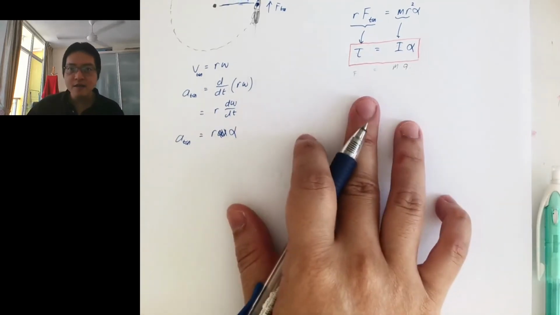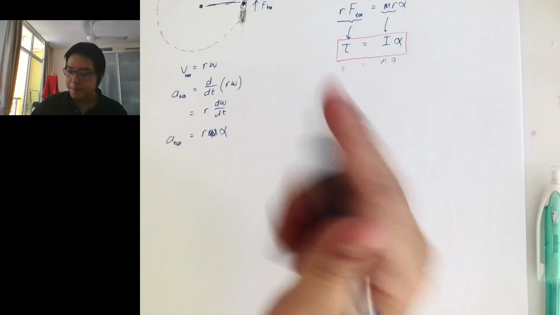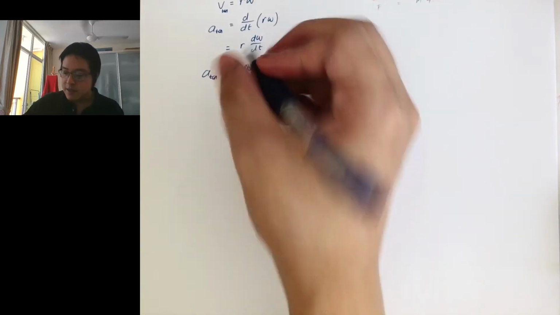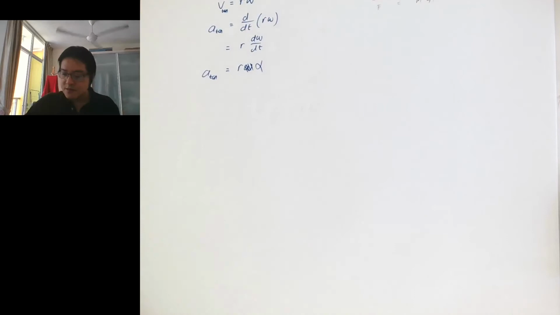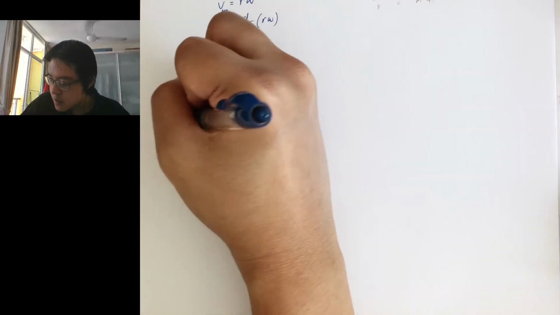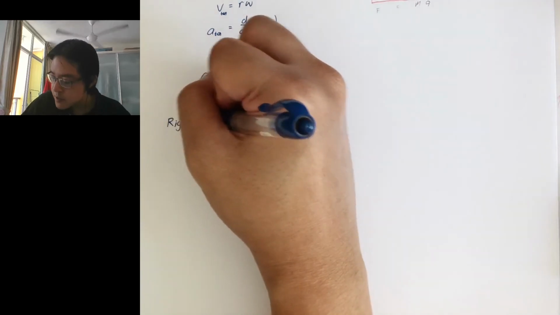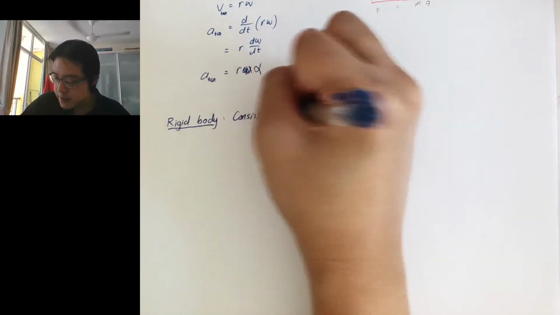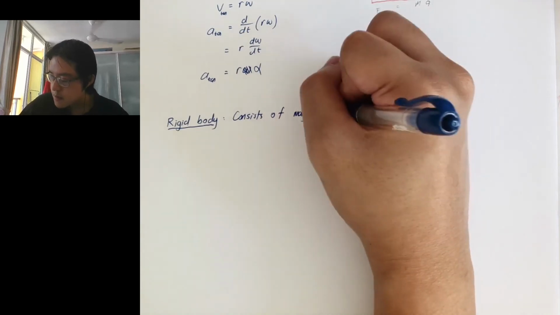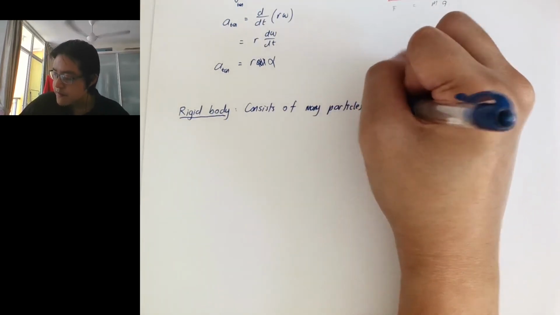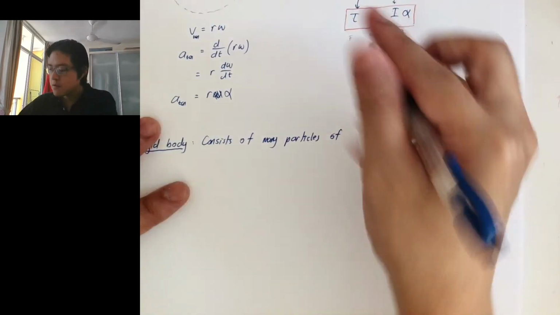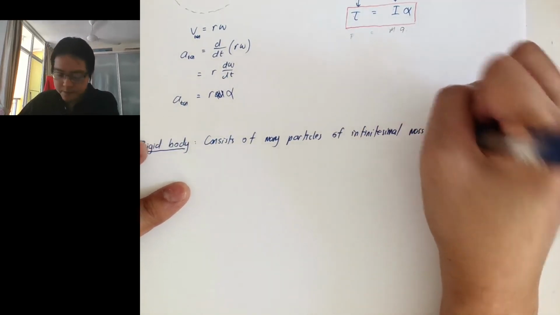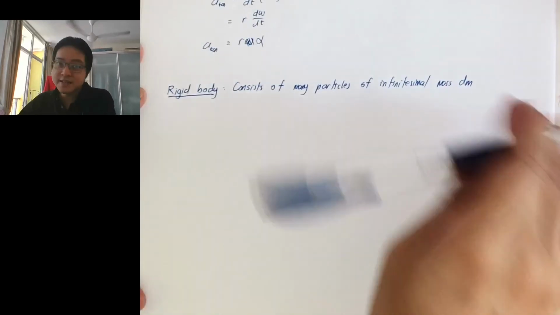So for a single particle, this is Newton's law in rotational form. We just did it for a point particle. Now let's do it for a rigid body. A rigid body is just a collection of many particles, so that is nothing special. We just carry over our results from a single particle. A rigid body basically consists of many particles of infinitesimal mass dm.